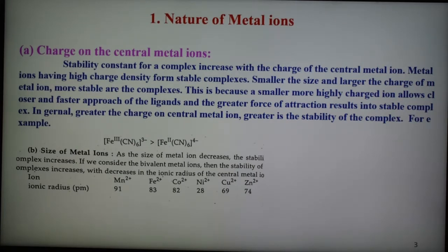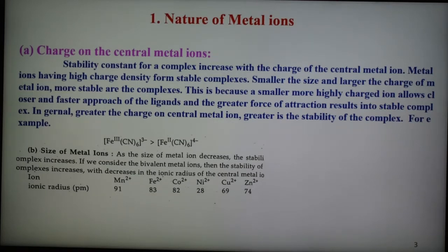This is one example, and second, the size of the metal ion also affects the stability constant. The second part of the nature of the metal ion is that as the size of the metal ion decreases, the stability of the complex increases. So the smaller the size of the metal ion, the greater the stability of that complex. If we consider bivalent metal ions, then the stability of their complexes increases.